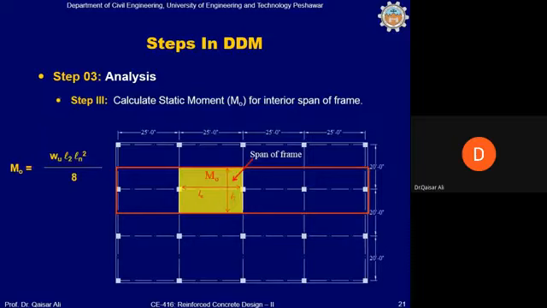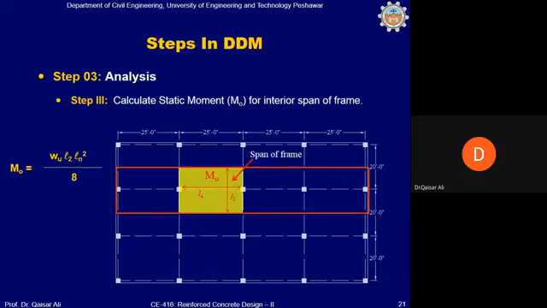Next is to calculate bending moments within the frame. Remember that in every span, the total bending moment, called the statical moment, M naught, will always be equal to Wu L2 ln square divided by 8. For example, if you want to calculate bending moments in this yellow part of the frame, which is one of the interior spans, then the total bending moment M naught will be equal to Wu L2 ln square divided by 8. This is the total static moment. L2 is the width of the frame, and ln is the clear length of this span.